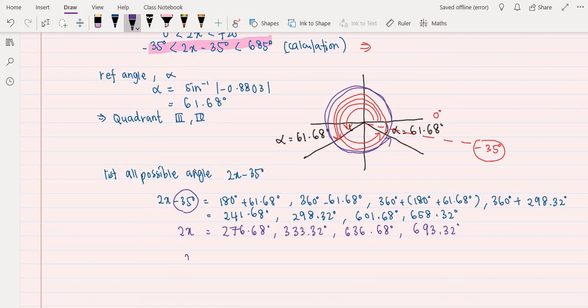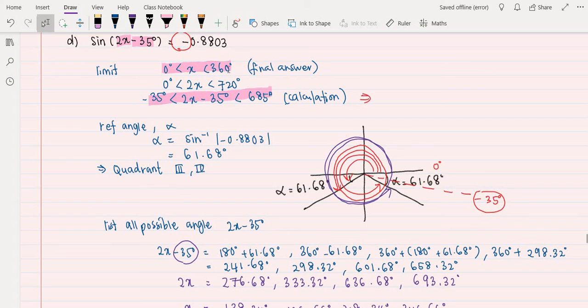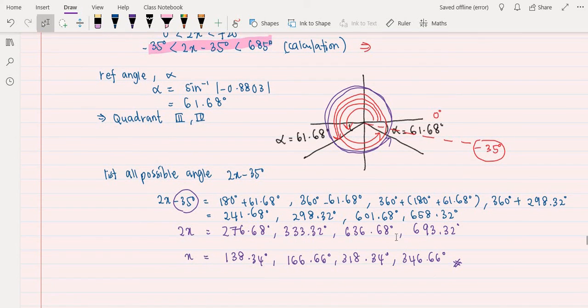Again, we are not finished yet. We need to divide everything by 2, and we will get our solutions: 138.34 degrees, 166.66 degrees, 318.34 degrees, as well as 346.66 degrees. If you check, all these four values of x satisfy the given limit, which is that x must not be greater than 360 degrees. I can go only up to 360 degrees, and my biggest value is 346.66 degrees. Okay, so that's all for this question. Thank you.